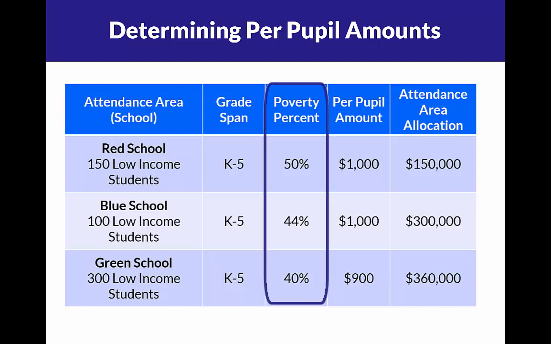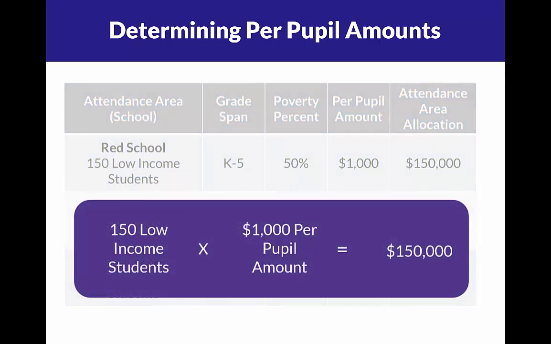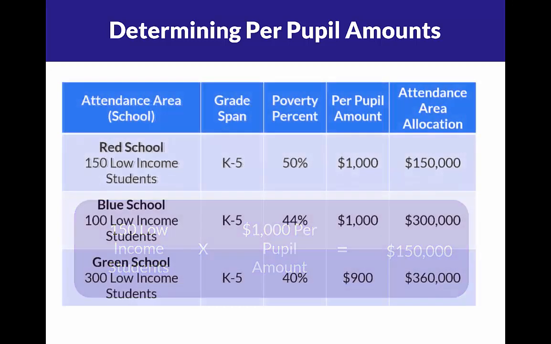In this example, we see 3 schools ranked by poverty percent. The red school is ranked first with a 50% poverty, the blue school is ranked second, and the green school is ranked third. To determine the allocation for each school, the LEA multiplies the number of low-income students by the determined per pupil amount. So 150 low-income students times $1,000 per pupil would equal $150,000 allocation for the school.